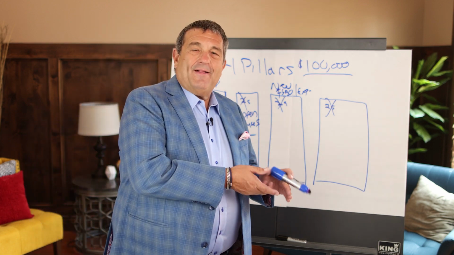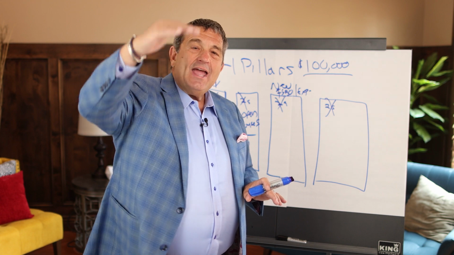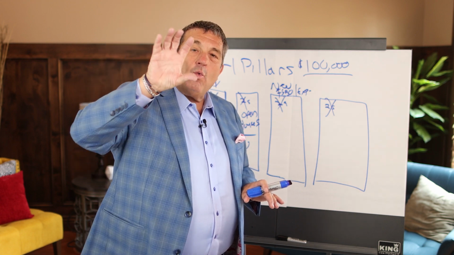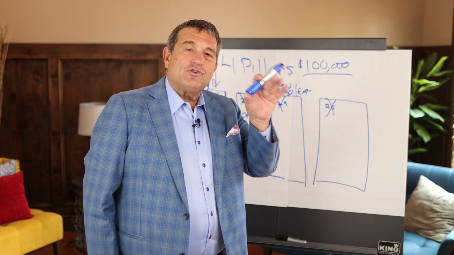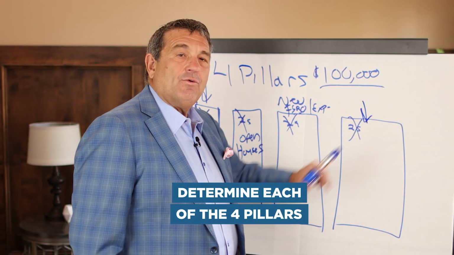Go back to your SWOT analysis, look at the strengths, and look at the opportunities. In your opportunities list, it should be what are the things that you can use your strengths for to generate 100% of your income goal. And then you determine each of your 4 pillars.